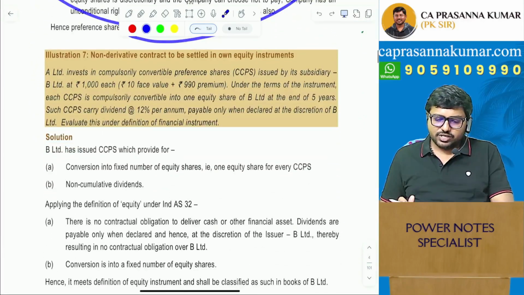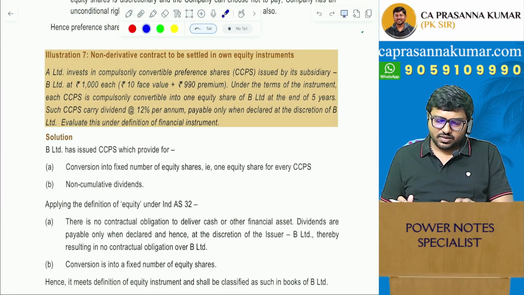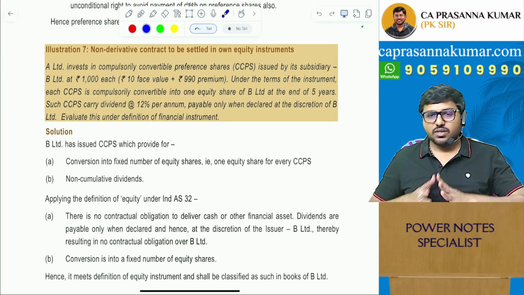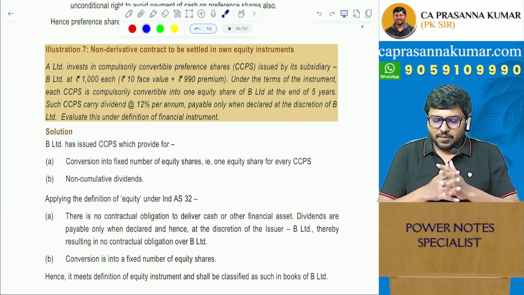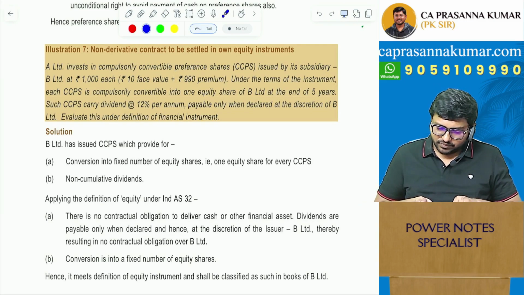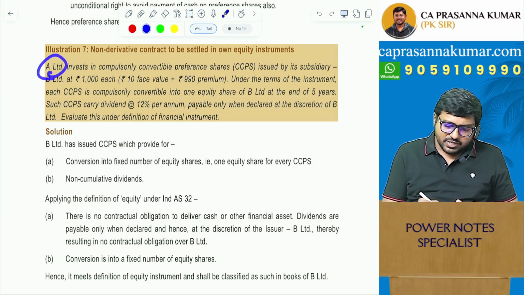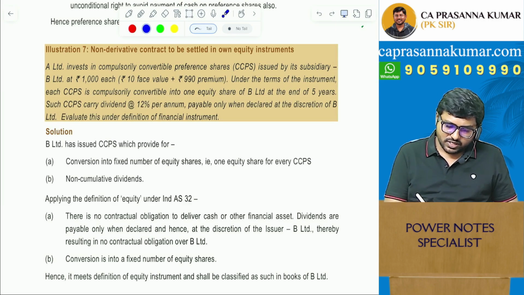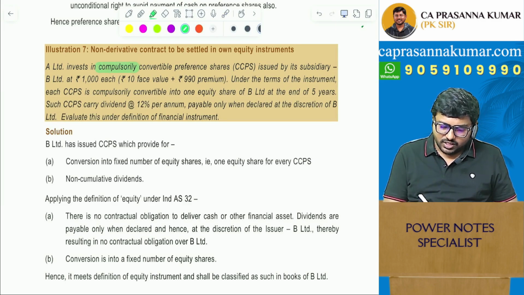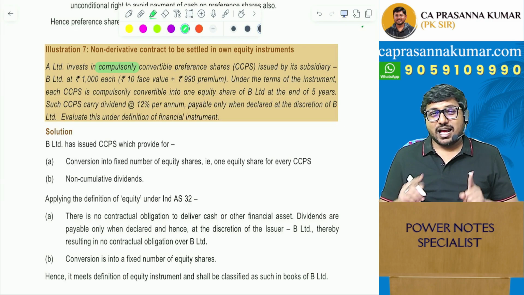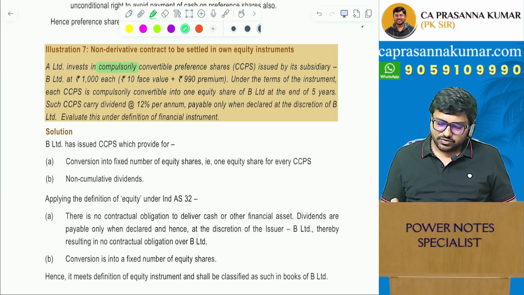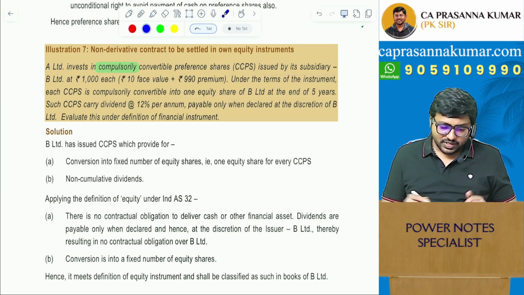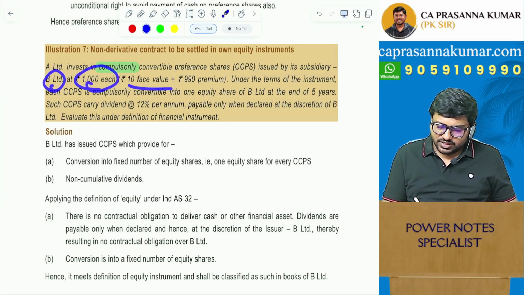Come to illustration 7. Illustration 7. Ready? Okay. A Limited invests in compulsorily convertible preference shares. Fantastic. Look at the wording, compulsorily. So convertible preference shares, which means it has to be converted into equity shares for sure. Then what? Issued by its subsidiary, B Limited, at 1000 each. 10 is the face value, 990 is the premium.